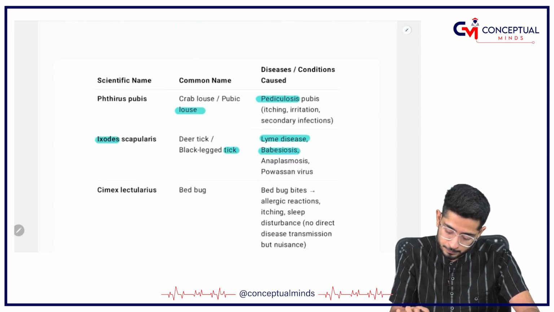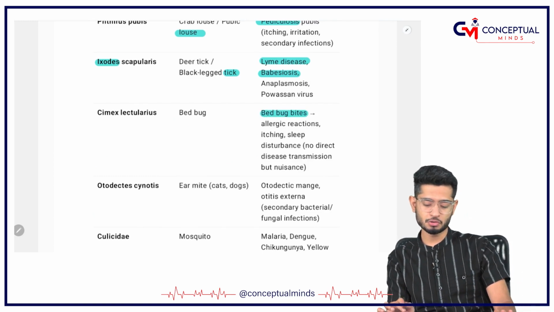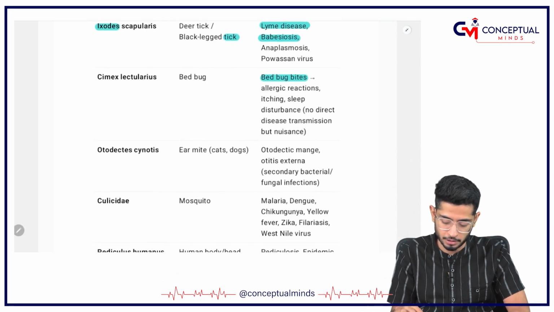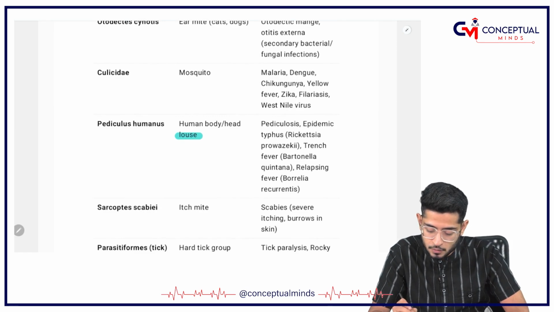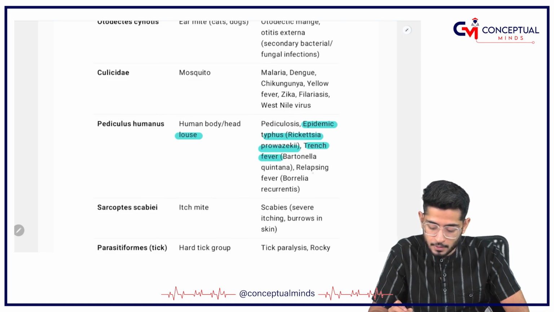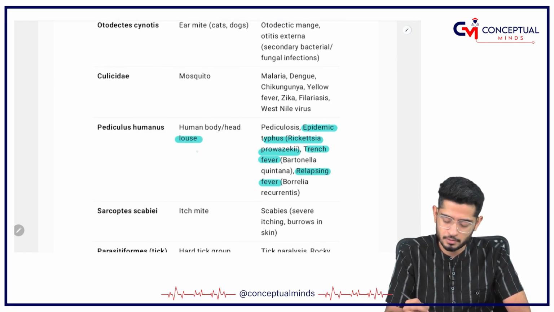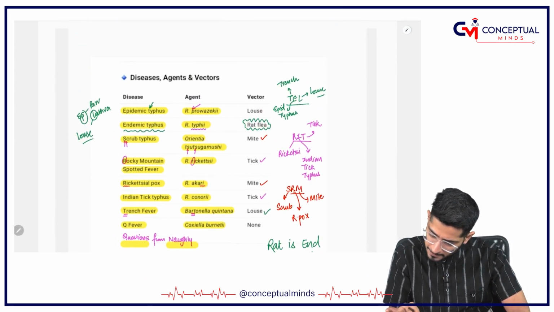Coming on to the next one, the bed bugs are very important, but you should know that the image is not very specific for that, so I am not going to teach you. Coming on to the head louse, yes, this is important. The head louse is responsible for causing epidemic typhus, trench fever, and relapsing fever. These things you have to remember, trench fever and relapsing fever are being caused by the louse only. And the mnemonic for louse, I have told you the mnemonic, right?